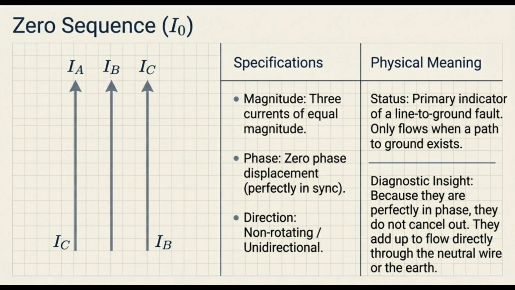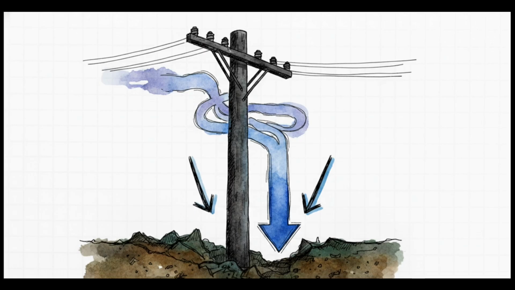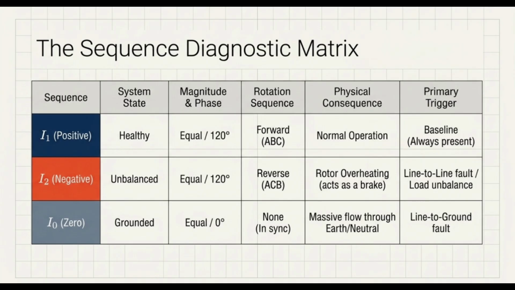Zero sequence currents only flow when a path to ground exists. They completely bypass the standard routes, flowing straight through the neutral wire or literally through the earth itself. Because of this, spotting zero sequence current is the ultimate alarm bell. It instantly tells engineers, hey, we have a line-to-ground fault. So now we've got our positive, negative, and zero sequences. Let's transition into the final piece of the puzzle and lift the hood on the engine powering this entire system.